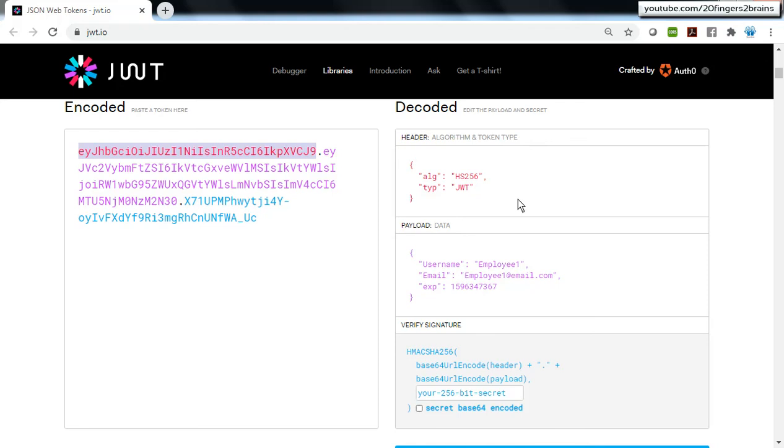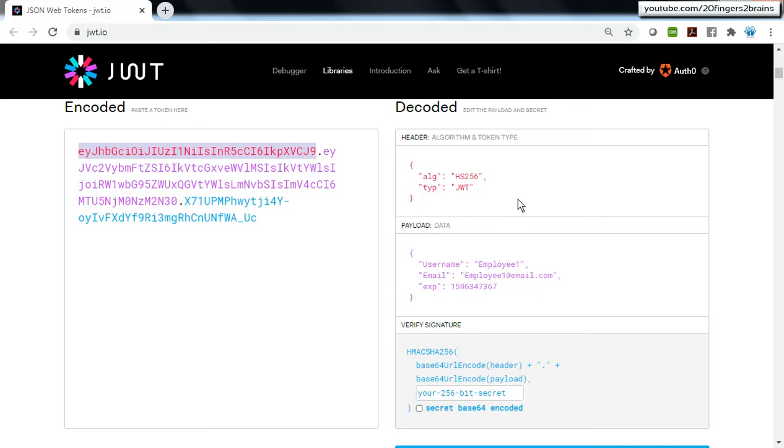The second recommendation is you should not store the sensitive information in the payload. That is because this token is encoded, not encrypted. And if a malicious user get hold of this token, he can very easily base64 decode it to get your sensitive information. That is the reason you should not include sensitive information in the payload.